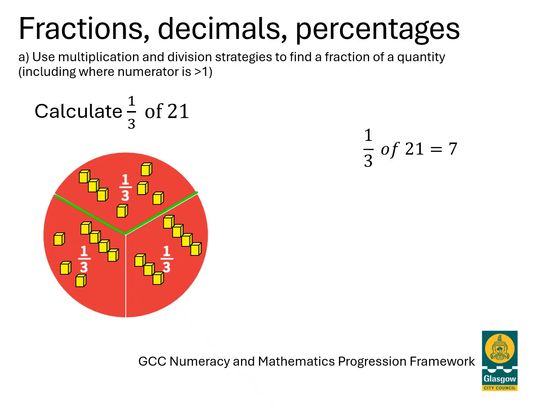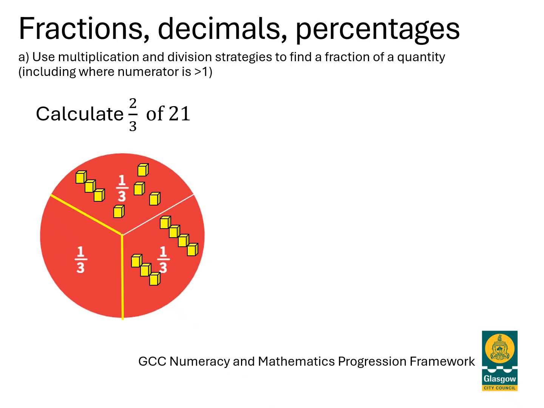So 1/3 of 21 is 7, and when we've done all that work with concrete or pictorial examples to provide this shared out example, we should also talk about, therefore, 2/3 of 21 is 1/3 and another third together.